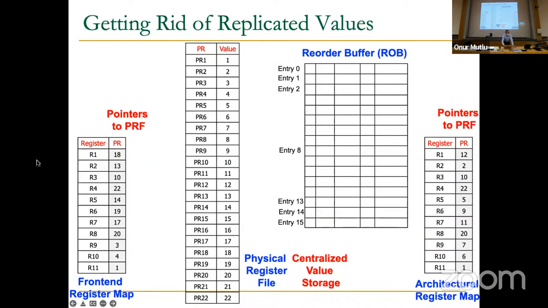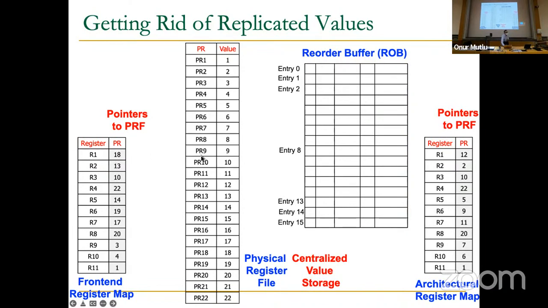This is another picture. Basically, you have a physical register file that's a centralized value storage. This is really a huge register file. I don't know, it could be 256, 512 entries in existing machines. You have a reorder buffer. I'm not going to change that. But basically, you have the front-end register map. It essentially contains pointers to the physical register file. So now you're going to use the physical register file to consolidate the values, also to do renaming. This is our namespace. We're going to rename the architectural registers to physical registers. And this is the renaming map you can see.